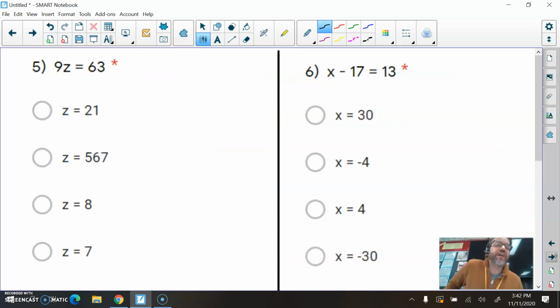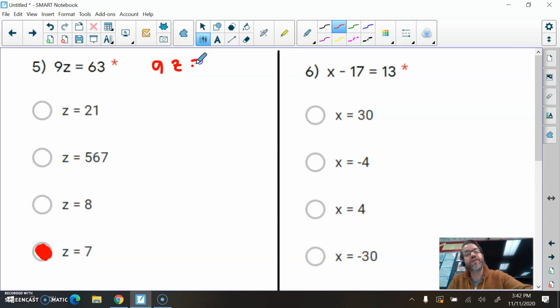All right, number 5. Now we get to actually solve some equations. And I have 9z equals 63. It's going to be important that we show our work. Some of you might say, well, this means 9 times z equals 63. So 9 times what is 63? Well, I know it's 7. Yeah, 9 times 7 does equal 63. But how would I show my work?